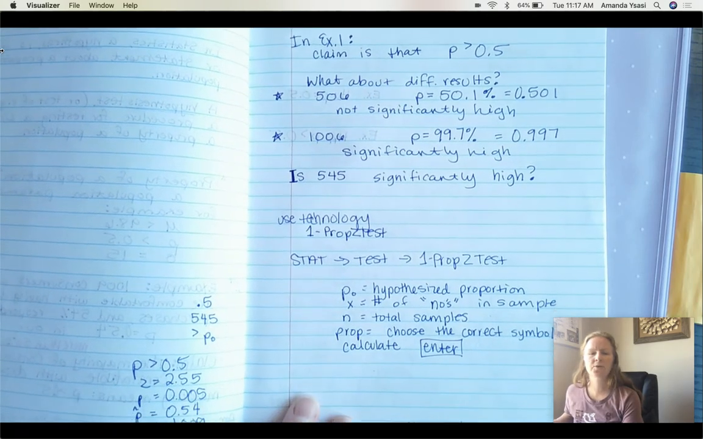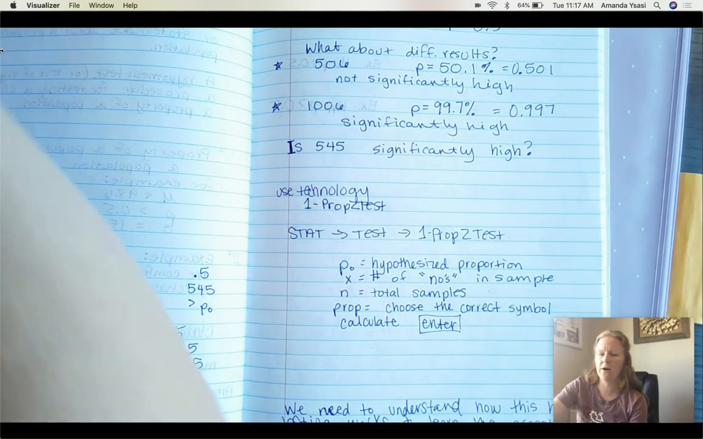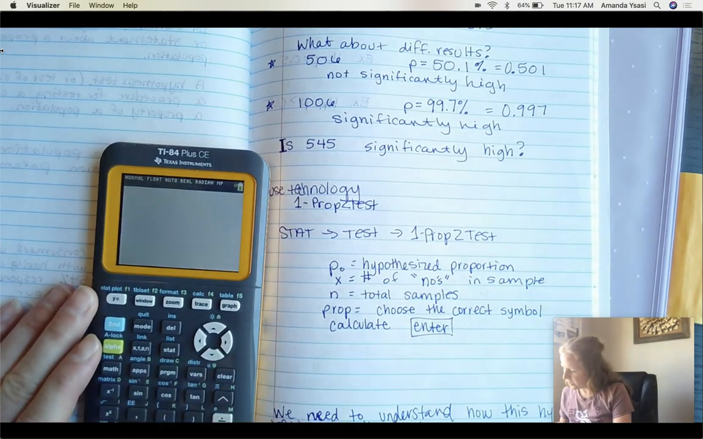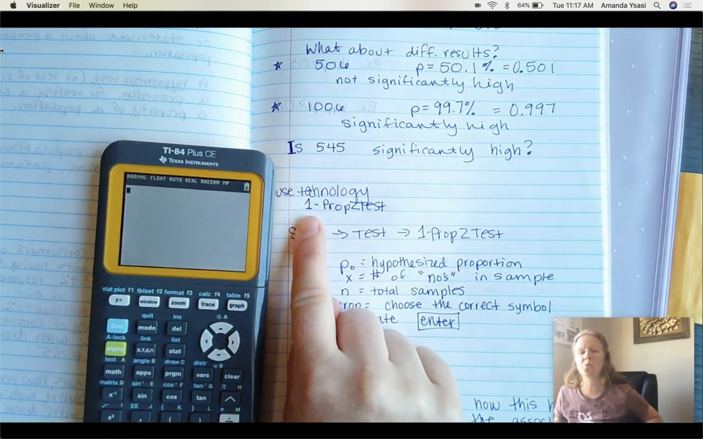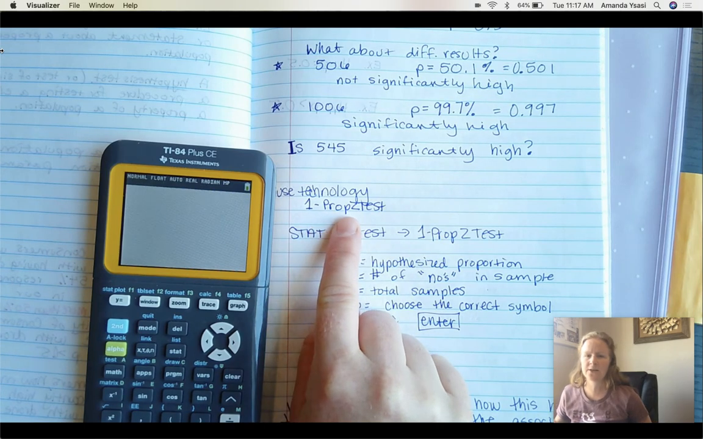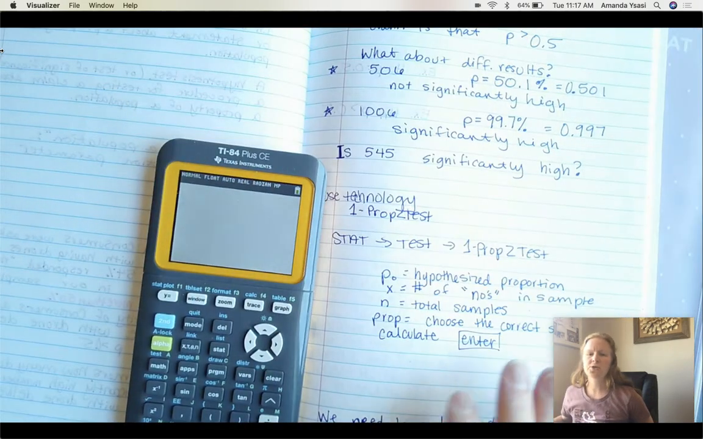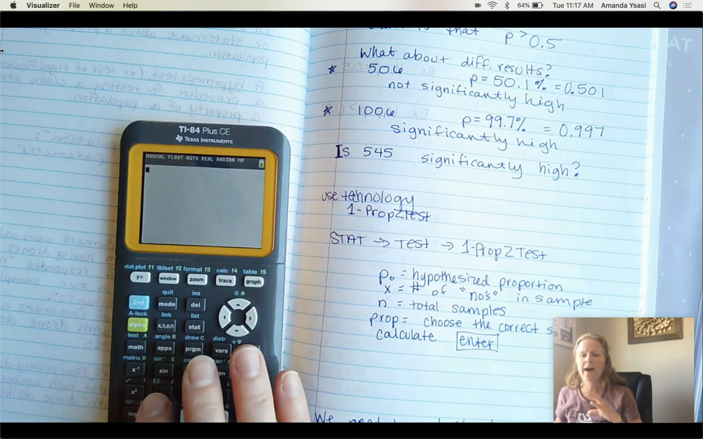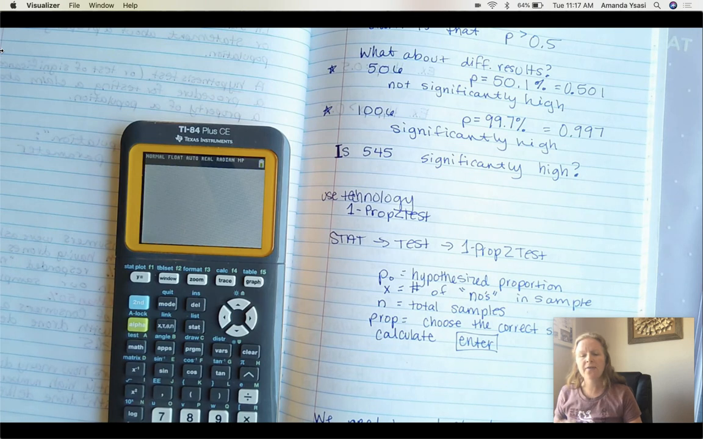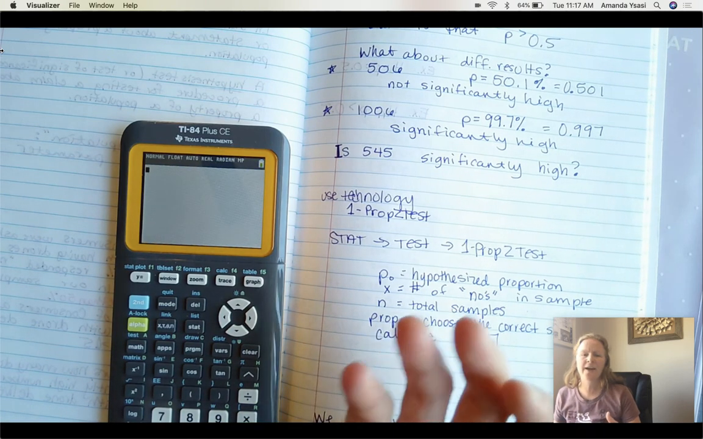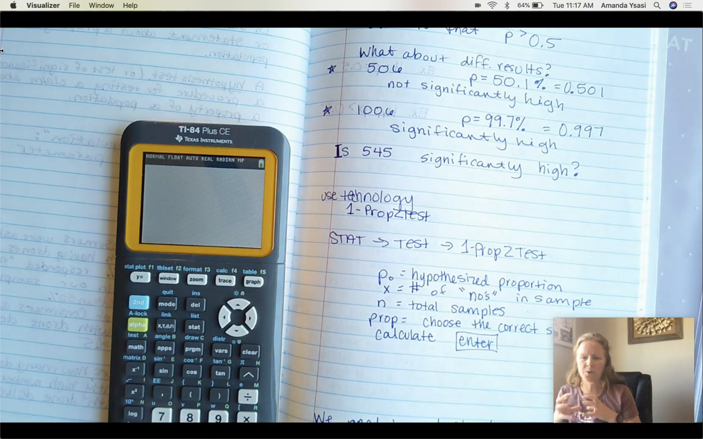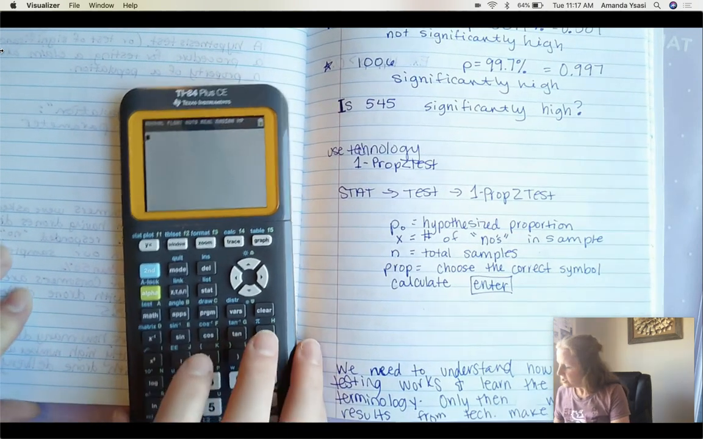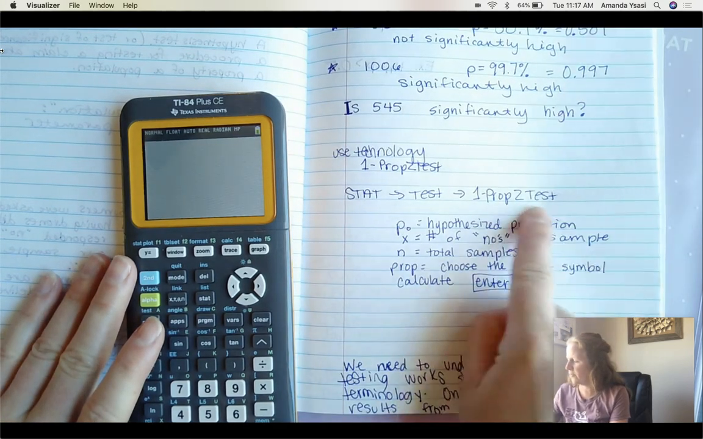First thing we're going to look at is how to look at this on the calculator. Okay, so what we want to do is use the one prop z-test, and that is going to help us to determine if it's significantly high or not. So we're first going to look at how to get it on the calculator, and then we are going to learn about what that means. What does that screen on our calculator tell us about whether it is significantly high or not? So we go to stat, test, one prop z-test.